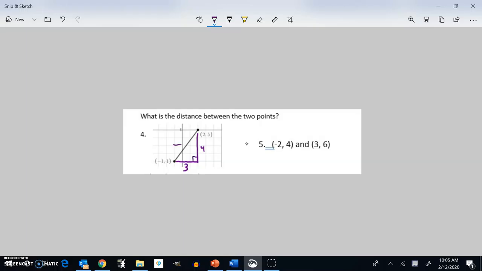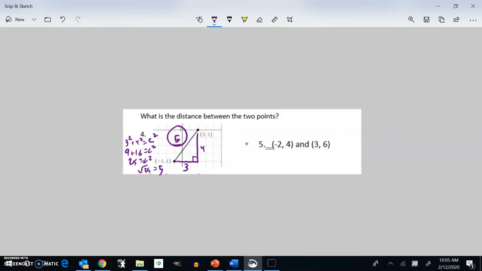And now what I have is a right triangle. So I can use the Pythagorean theorem. So I know that 3 squared plus 4 squared equals whatever this is. I'll call it c squared. And I'm going to work this out. So 9 plus 16 equals c squared. 25 equals c squared. Square root of 25 is 5. So the distance here is 5.